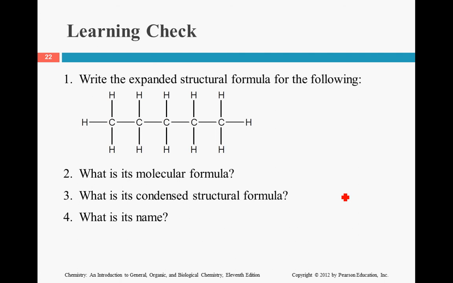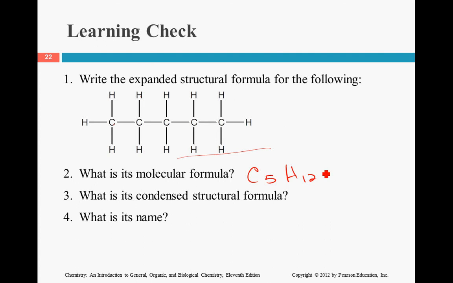So this is the expanded structure. So what's the molecular structure? 1, 2, 3, 4, 5. There's 5 carbons. 1, 2, 3, 4, 5, 6, 7, 8, 9, 10, 11, 12 hydrogens. That would be the molecular formula.